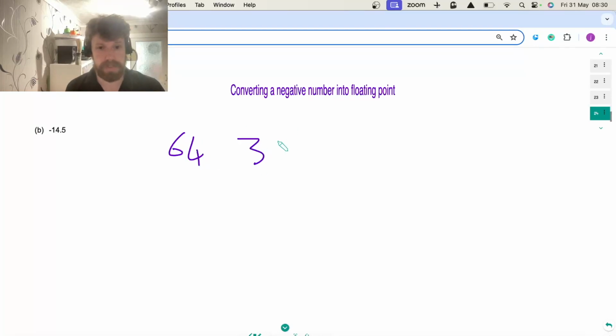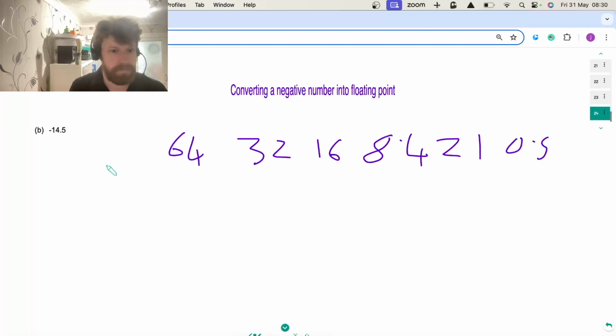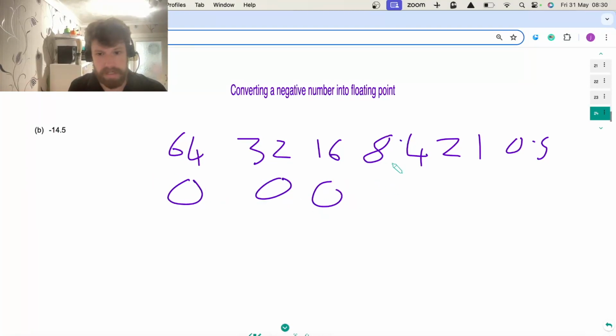So I'm just going to do positive to start with. No different than what we were doing before. And then we're going to go 0.5. So we put the same numbers in there, and then what we do is we just put 0, 0, 0. Depending on how confident you are, as I said, if you want to take them away and do that, that's no problem. So 14 is going to be 8, 4, 2, 0, and 1.